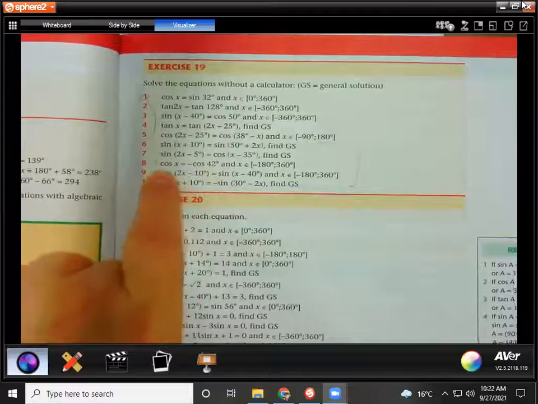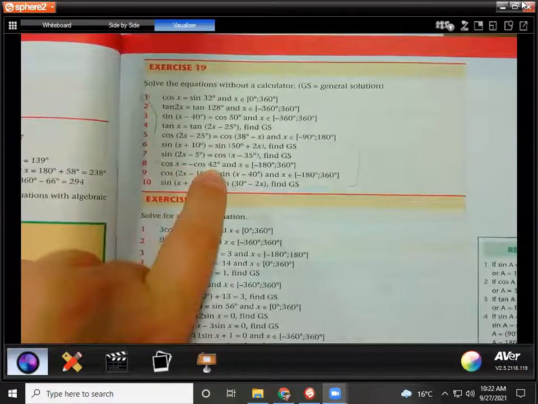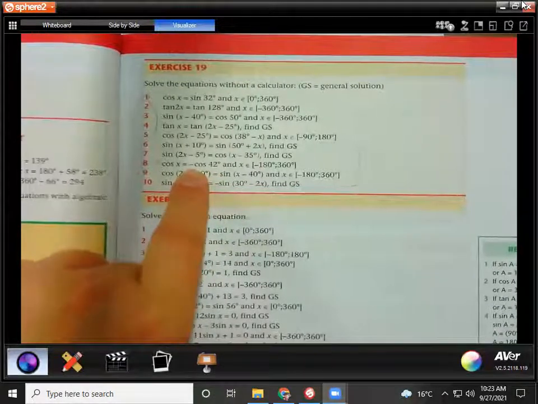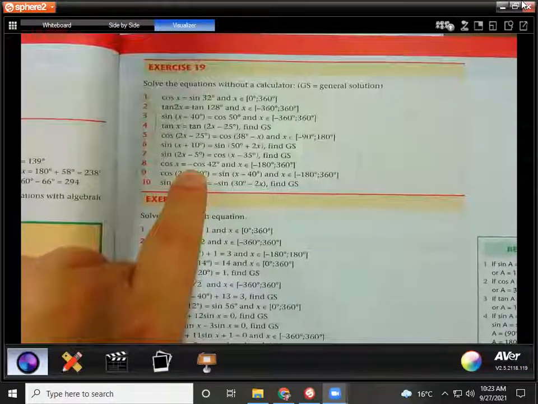Number 8, that's one of the ones that you have to do. Cos x is equal to negative cos 42. So your reference angle is 42, but you're going to work in the quadrants where cos is negative. Okay, so guys, there will literally be a minus in front of the whole thing.